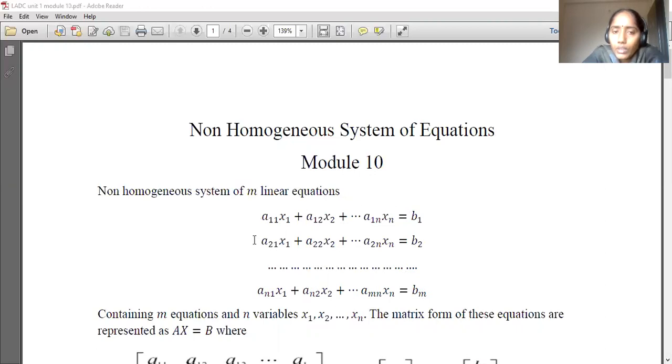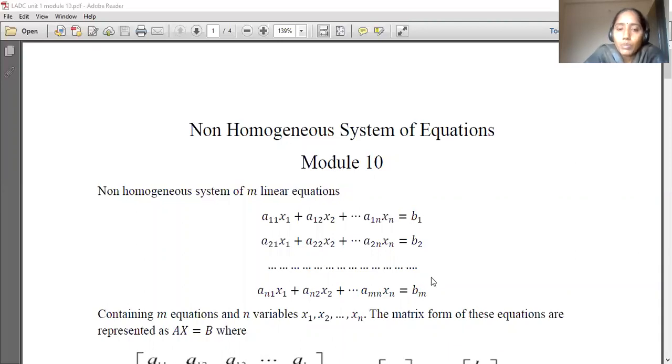This is called the system of equations. We observe that in this system, n variables are there: x1, x2, xn are variables. a11, a12, a1n are the constants, and these are also constants. Each equation having a constant means it is non-homogeneous. Already we discussed in the last module how the homogeneous system looks. In a homogeneous system, there is no constant; in a non-homogeneous system, there is a constant.